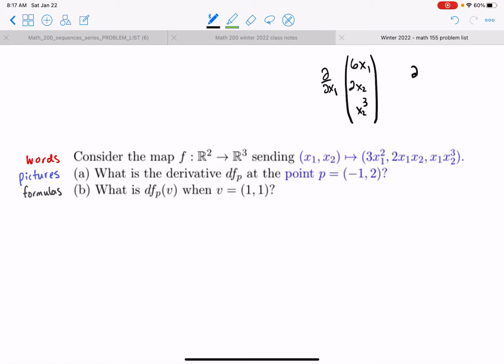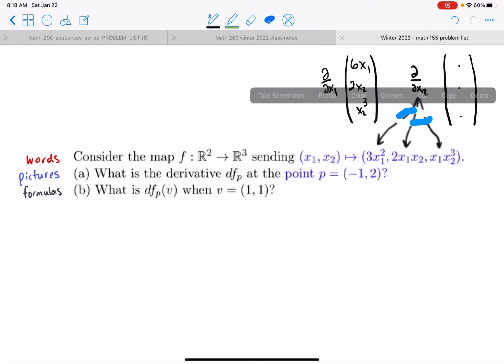Okay, and the second column, because there's 2 input variables, there are 2 columns, 2 velocities. And okay, so derivative with respect to x2 now gets applied to each of these, and that'll give me another vector with 3 things. Okay, what are those 3 things?